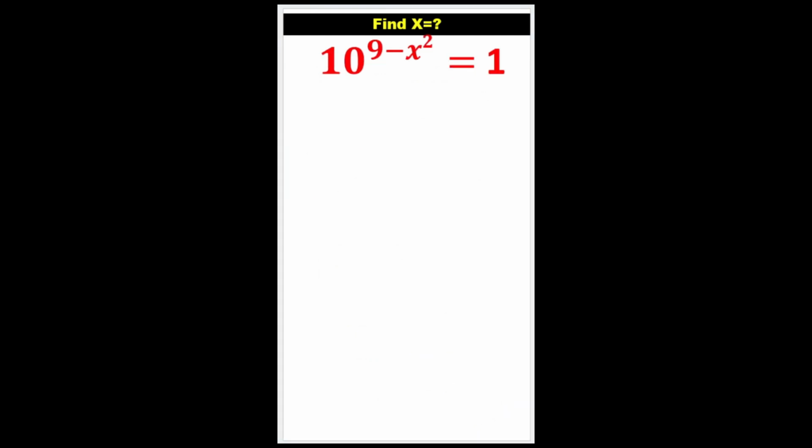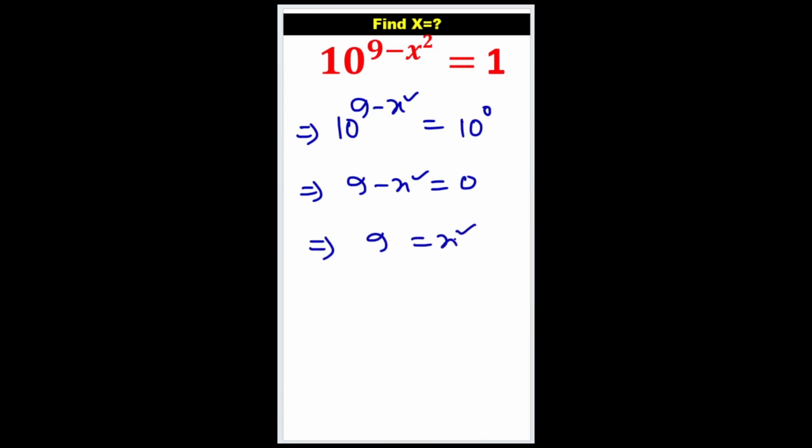Thank you. Find x. Here is 10 to the power 9 minus x square equals 1. We can write it like this: 10 to the power 9 minus x square equals 10 to the power 0, it means 1. So 10 same, 9 minus x square equals 0, or we can write 9 equals x square. So x equals plus minus 3. Thank you.